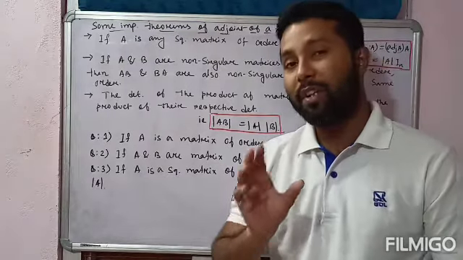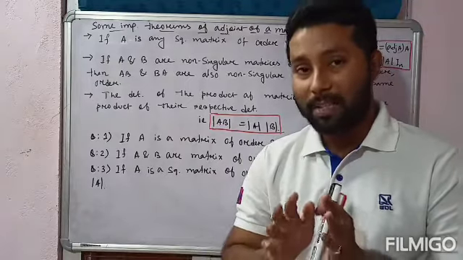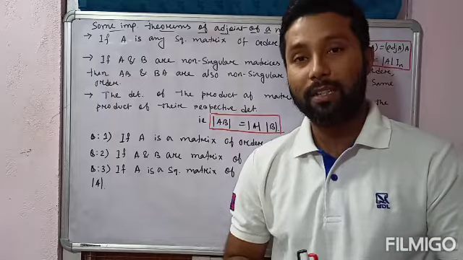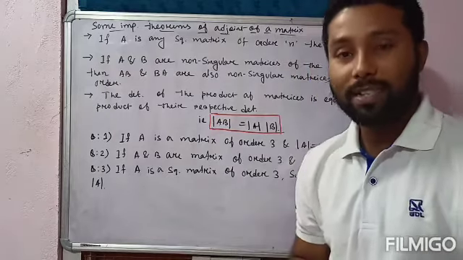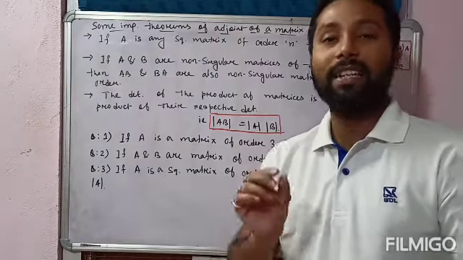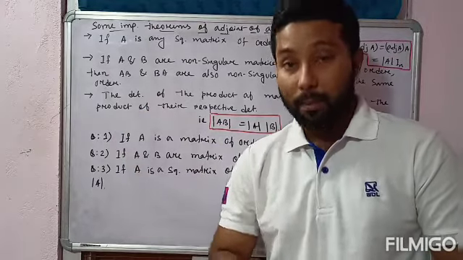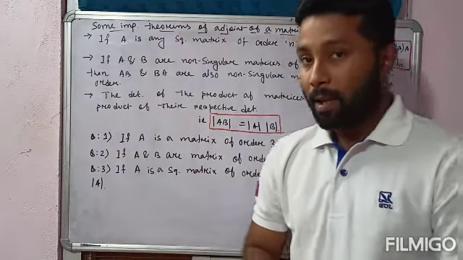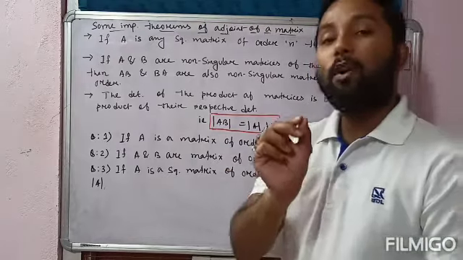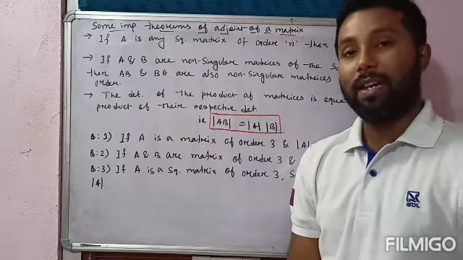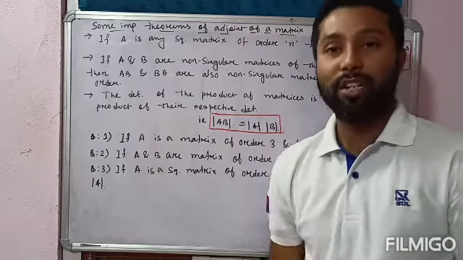Okay, I gave only the properties but I have not explained any numericals related to those properties. So today I am going to discuss some numericals related to those properties of adjoint of a matrix. But before that, I will discuss some important theorems of adjoint of a matrix.